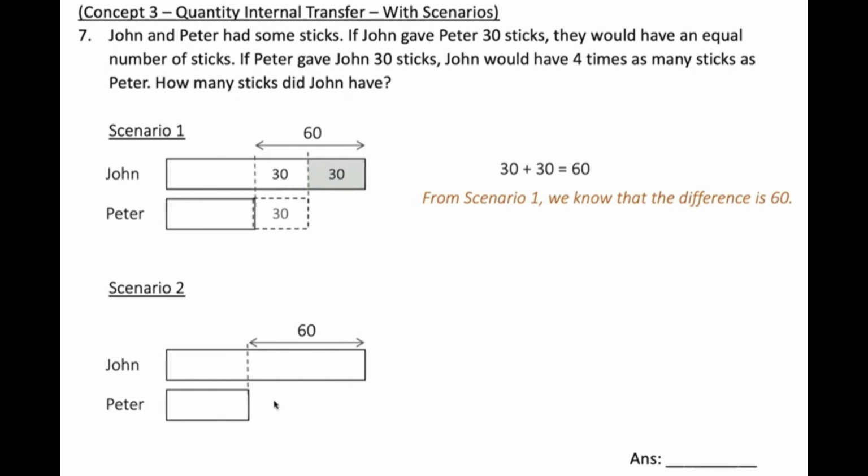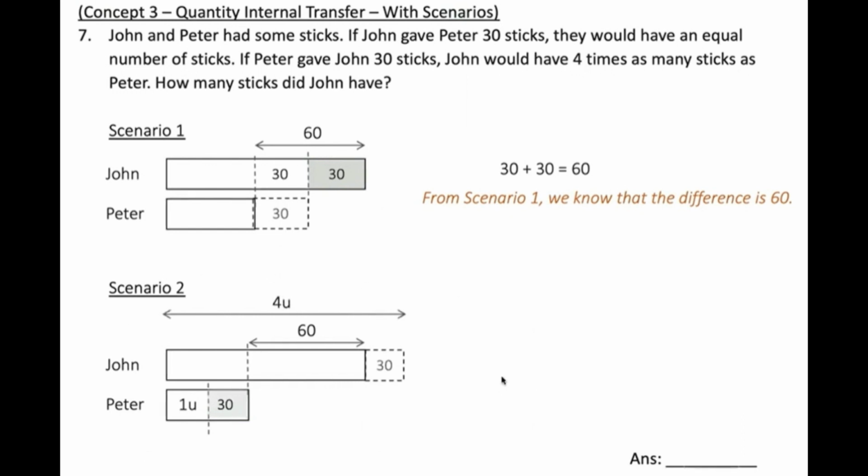Okay. So I am going to cut out 30 from Peter. I know that Peter is going to be 1 unit, right? So this will be 1 unit. And then this piece is going to give to John. Now I know that this is 1 unit and John will be, including this 30, John will be 4 units. Make sure you include this 30.